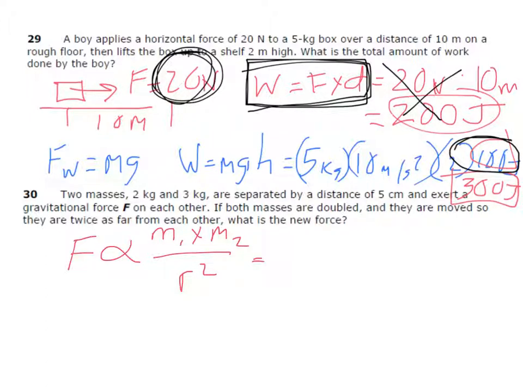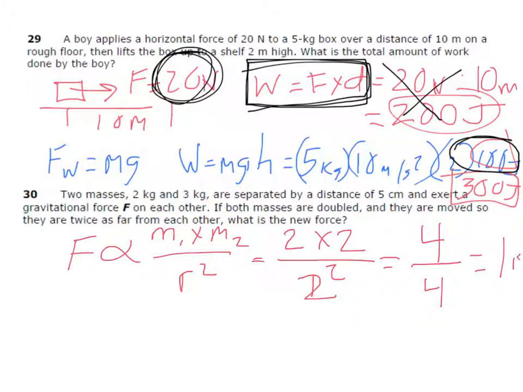So let's look at how we're changing these masses. We're doubling one mass, and we're also doubling the other mass, and we're dividing by the distance between them, which is also doubled, and that's squared. So 2 times 2 causes the force of gravity to go up by 4, and 2 squared causes the force of gravity to go down by 4, which means that the net change in the force is 1 times the original force, which means there's no change.